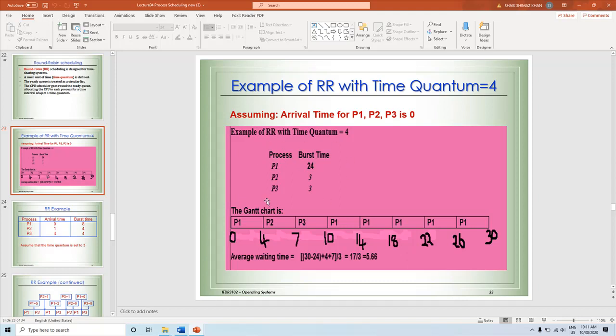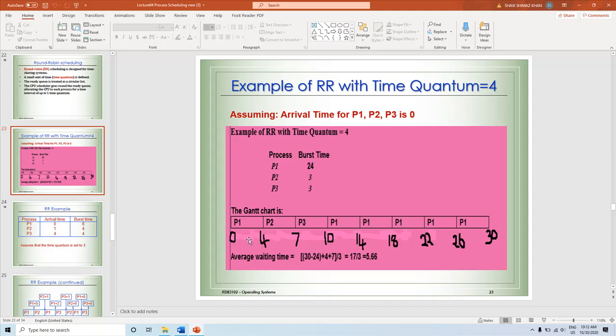This is the data given to us. There are 3 processes, P1, P2, P3, with burst times 24, 3 and 3. The time quantum is 4. That means each process can, at a stretch, in a single chance, use the CPU for 4 milliseconds, not more than that. So you can see here the process 1 burst time is 24 milliseconds.